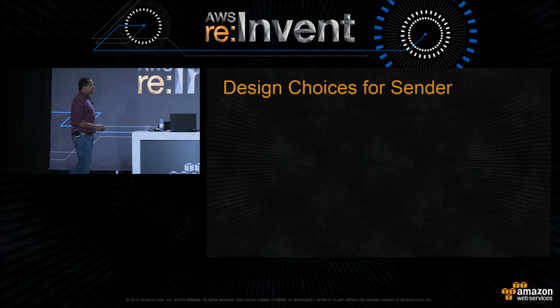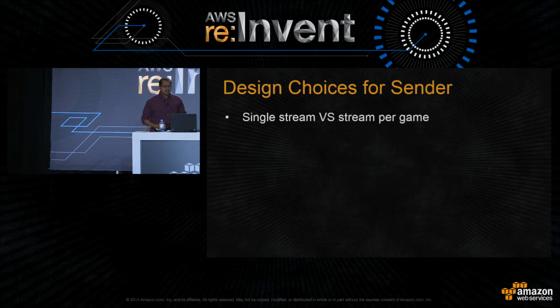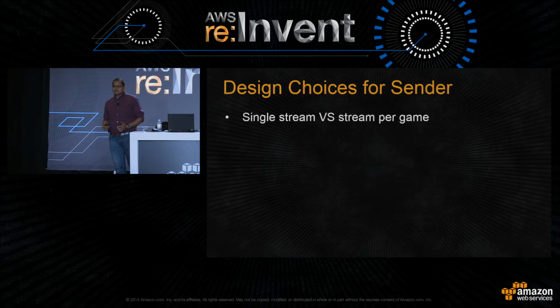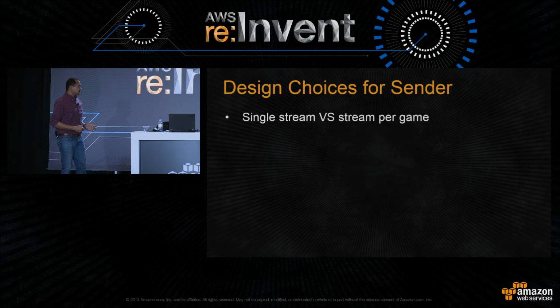Some of the design choices we made while building this Sender: should we use a single stream or a stream per game? Managing a single stream would be much easier than managing a stream per game. We had 20 plus games, and managing 20 plus streams might have taken much more resources. So we chose to go ahead with a single stream, and processing from a single stream itself was fast enough in our case. So that worked out very well.